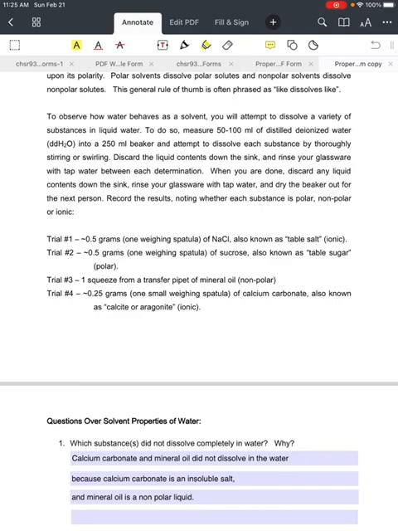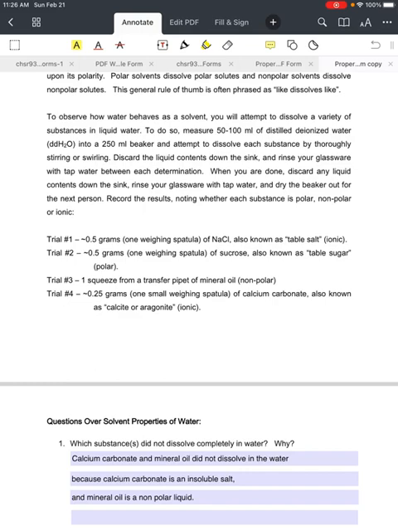And calcium carbonate is ionic, but it says which substances did not dissolve and why. Calcium carbonate and mineral oil did not dissolve because calcium carbonate forms an insoluble salt. Even though it is truly an ionic compound and when molten will conduct a current, it does not dissolve well in water. It will dissolve in acid, but not in water.